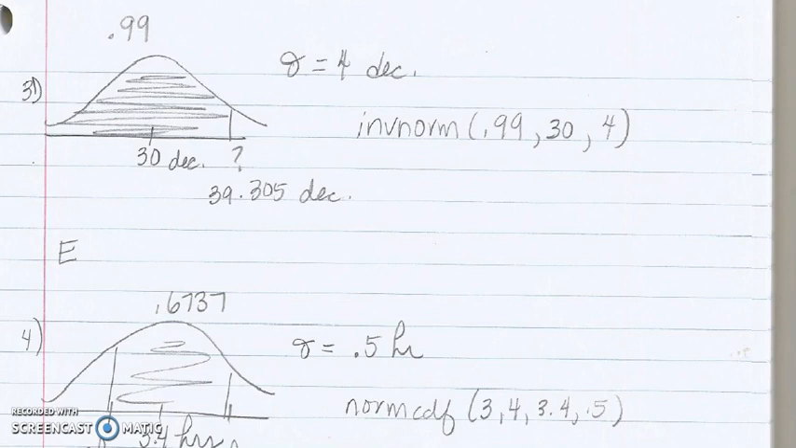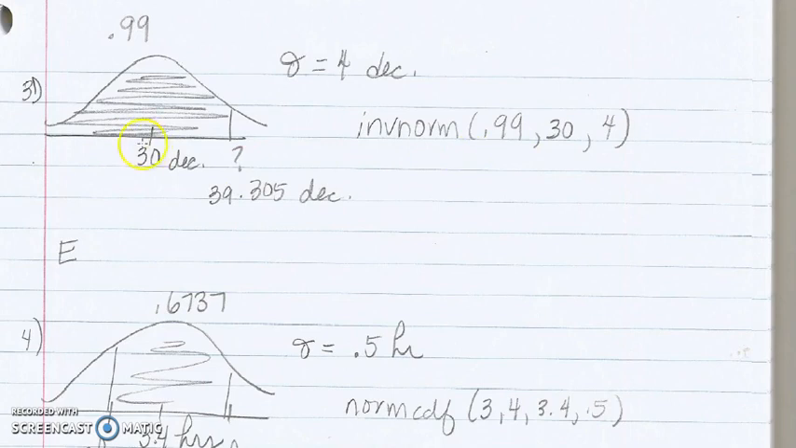Okay, so number 3, the noise level in a restaurant is normally distributed with an average of 30 decibels and a standard deviation of 4, and all they wanted to know was 99% of the time it is below what decibel value. So again, since I know 99% of the time we wanted it to be below this value, I knew this value had to be above the mean, and so I just simply did an inverse norm.